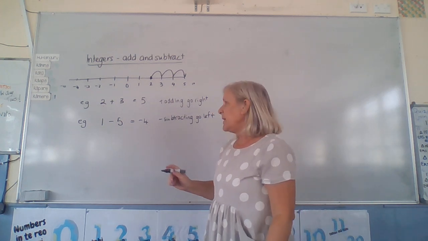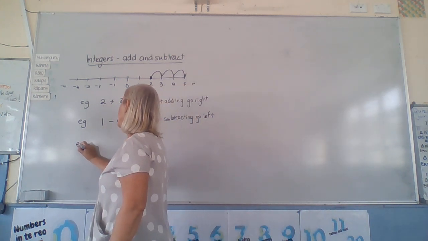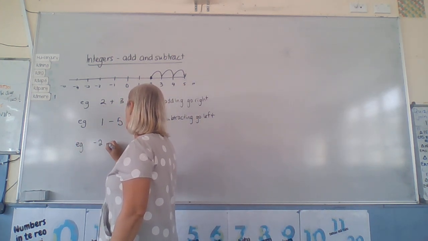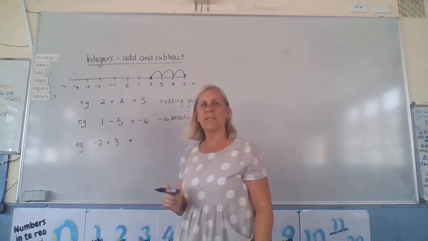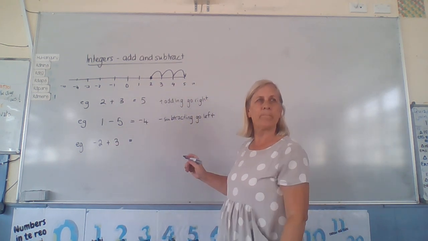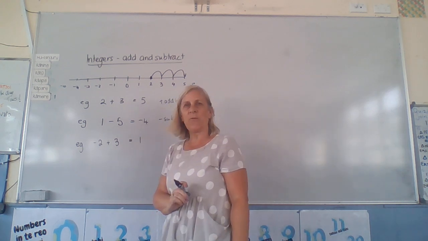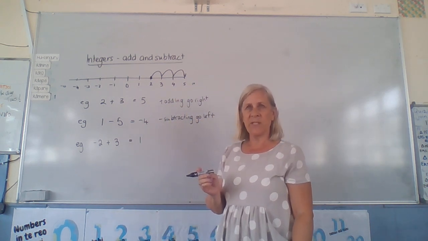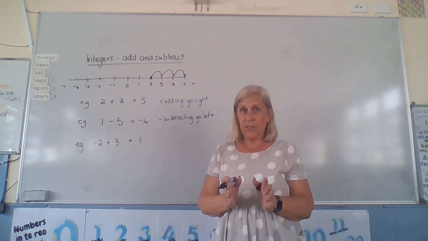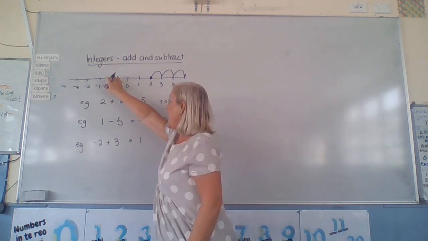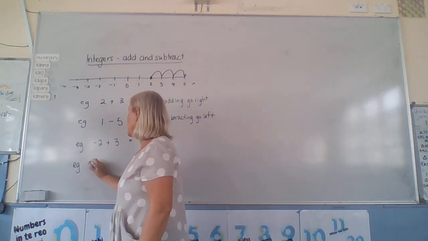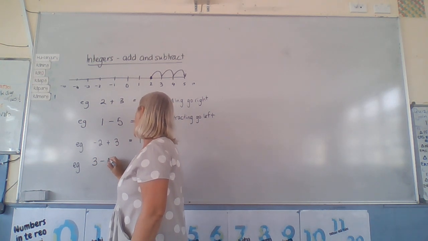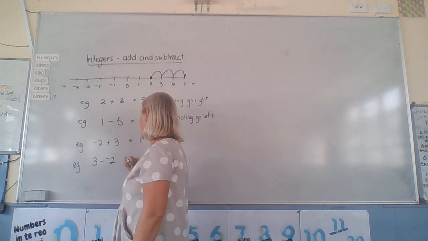All right? If we're doing negatives, what if we start at negative 2 and add 3? What will be the answer then? Oliver? Positive 1. Positive 1. Don't need to write positive, because if it doesn't have a positive, it is a positive. Good. All right, start at negative 2, add 3. Here's the tricky one. What if it is 3 minus negative 2?